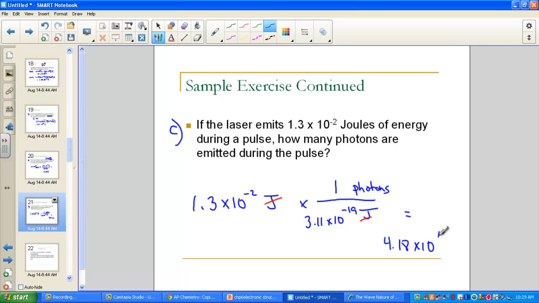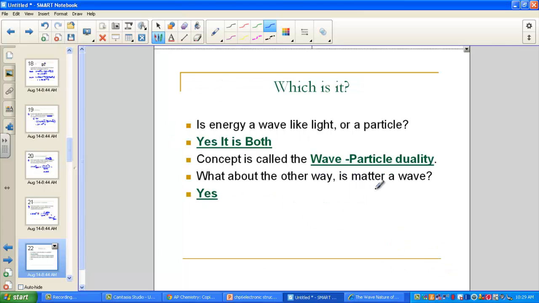4.18 times 10 raised to the 16th power, and that's a number of energy packets of light referred to as photons. So what is it? This is the duality of light. In our lesson number 1, we studied light as a function of a wave. Is it a wave? Yes. Is it a particle? Yes. Yes to both questions. We call it the wave-particle duality.